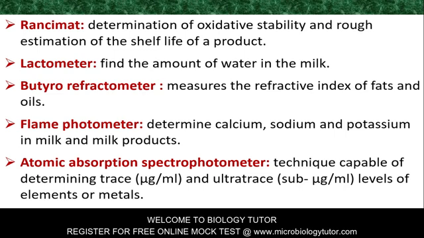Flame photometer, it is very important. It is used to determine the calcium, sodium and potassium in milk and other milk products. Atomic absorption spectrophotometer. This instrument or technique is capable of determining the trace and ultra trace levels of elements or metals. Now it has been replaced with ICP-MS.